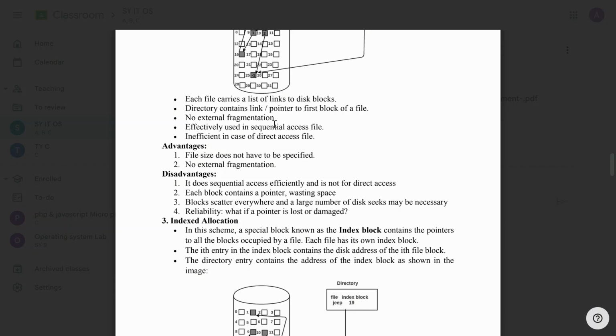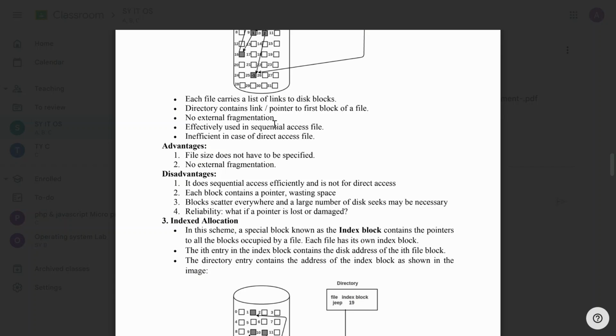Now, what are the advantages? File size does not have to be specified. You need to specify the file size otherwise, but here it may vary according to the linked list. Now, no external fragmentation. These are two advantages of this particular file space allocation. And second point is disadvantages. It does sequential access efficiently and is not for direct access. Okay, so it is beneficial for sequential access.